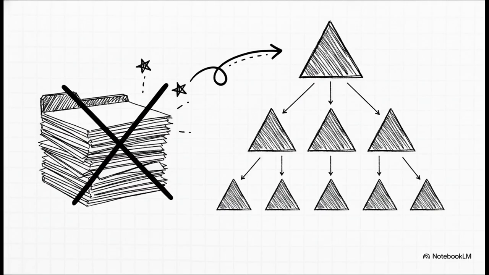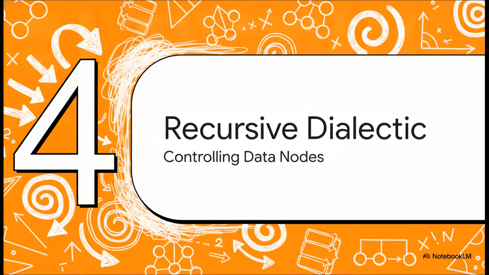It means the database can route queries algebraically, totally eliminating the need for massive memory-heavy index directories. And that sets us up perfectly for Section 4, the recursive dialectic formula. This is the engine controlling how these nodes spawn and scale.